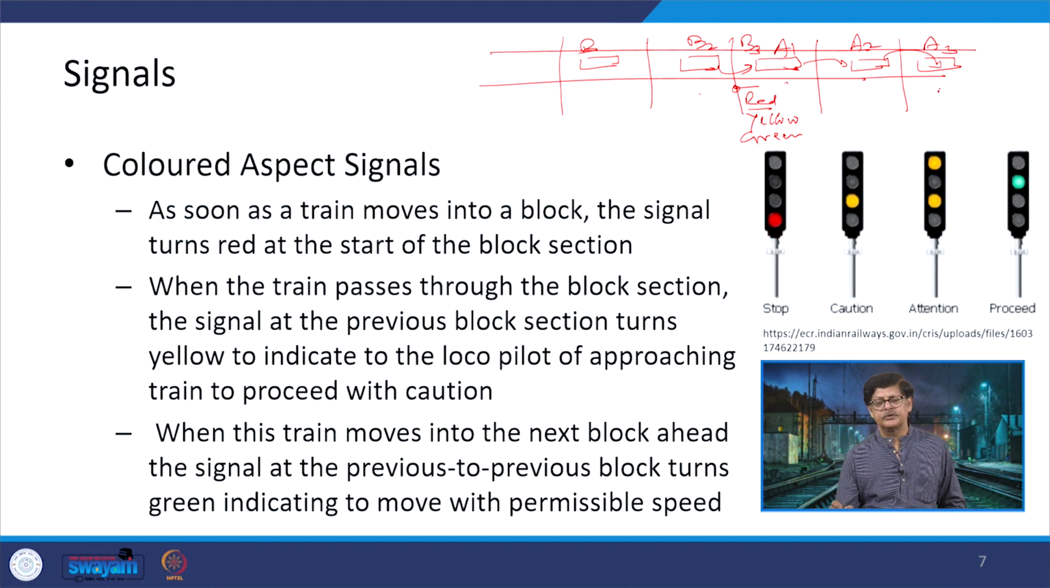and the another train is here. That means there is a gap of at least one block between the two trains which are moving in the same direction, and that is the way the safety of the two trains has been ensured.